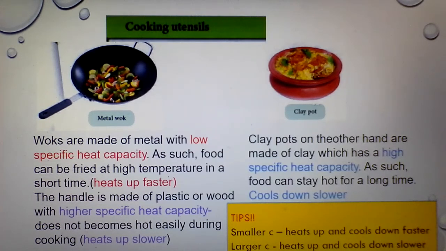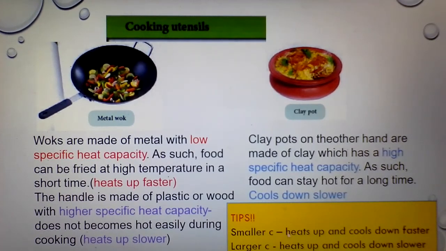Okay, look at the clay pot. Clay pots, on the other hand, are made of clay which has high specific heat capacity. As such, food can stay hot for a long period and cools down slower. The clay pot is normally used for a slow cooking process. It cooks slowly, but once it is cooked, it also cools down slower. So you can keep food hot for a longer period.